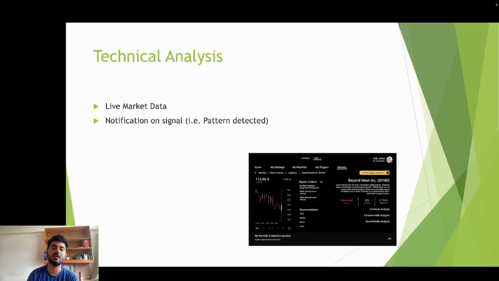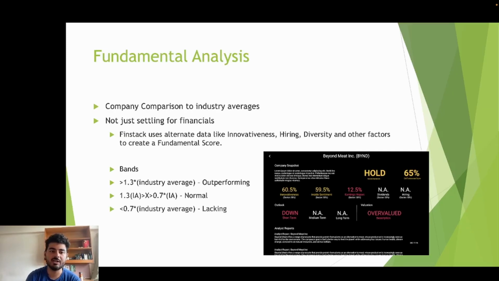In technical analysis, we have live market data, as well as notification if a pattern is detected. In fundamental analysis, we have the company comparison to industry averages, and we did not just want to settle for financial ratios. Therefore, we want to use alternate data like innovativeness, hiring, diversity, and other factors to create an abstracted fundamental score that can be used to justify your investment decisions.